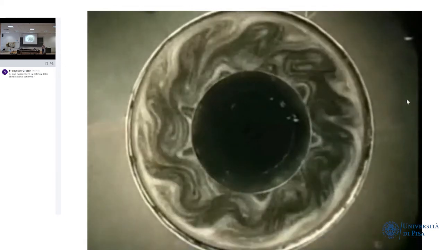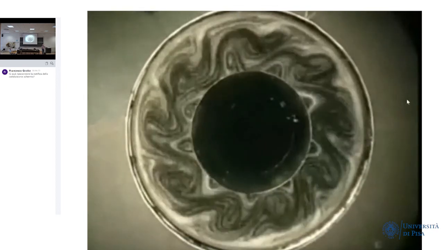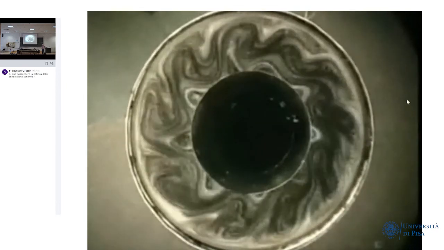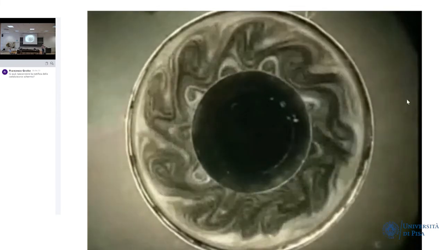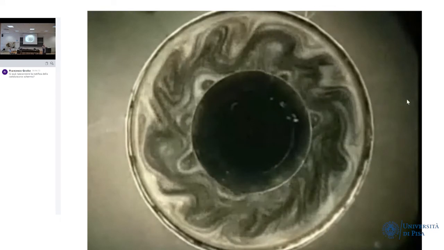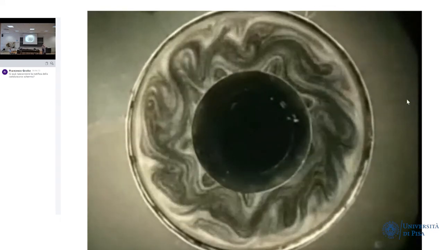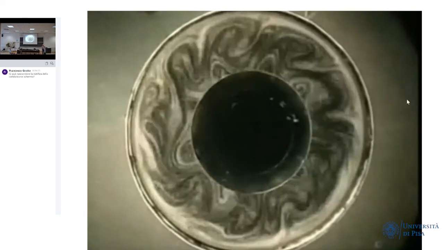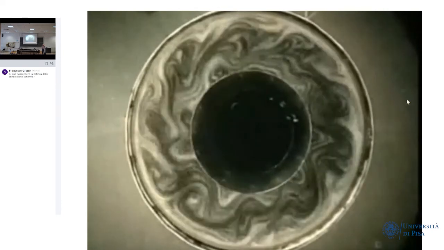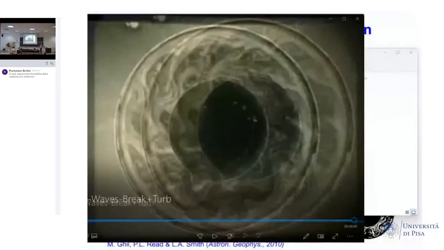The forcing is constant in time. Okay, the forcing is constant in time. It's just differential heating, the temperature gradient between the outer and the inner. Well, okay, let's go. That's it.